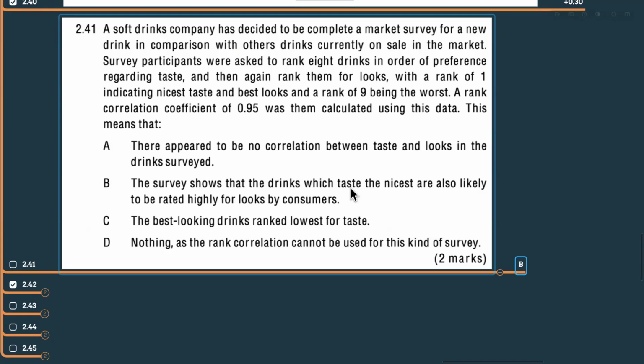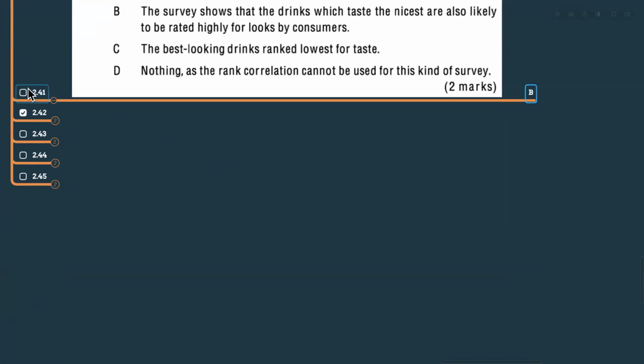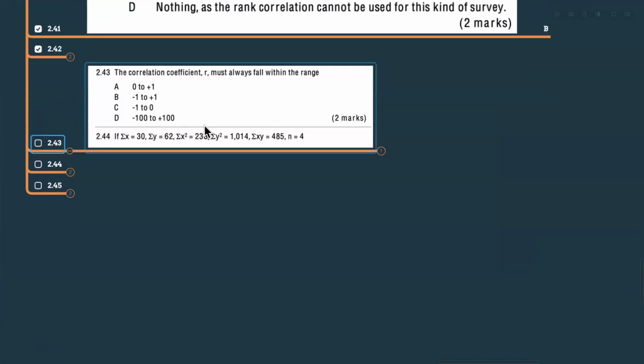But there is no direct causation. The looks do not 100% directly influence the taste, no, but it's just a correlation. It's not a direct causation, right? That's what it is: the nicest looks are correlated with the nicest taste. That's what it's having, 0.95. So the answer is B. I hope so. It's simple.